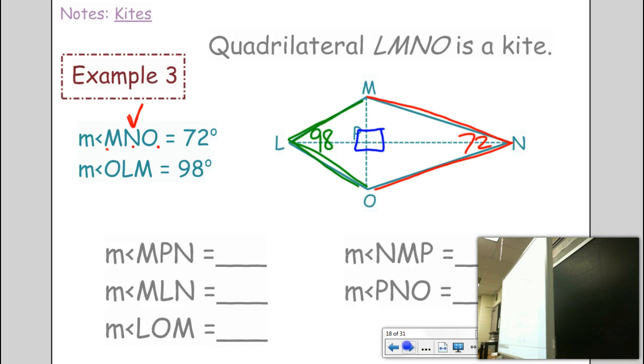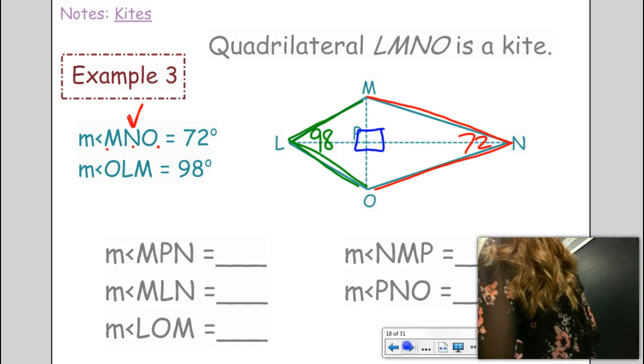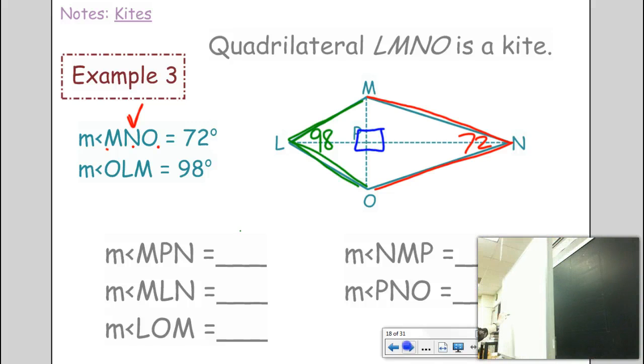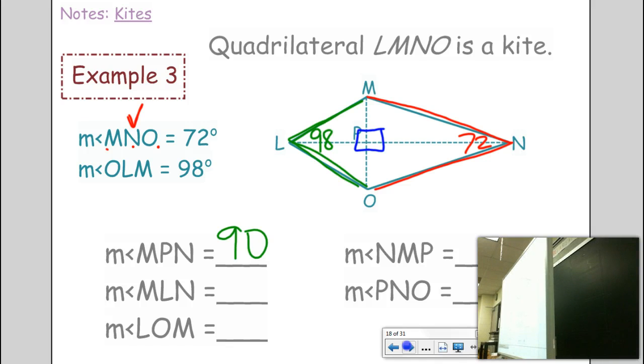Ashley, give me the answer to any angle you feel like. Any of these. MPN is 90. Perfect. Dimitri, give me the answer to any of those angles.